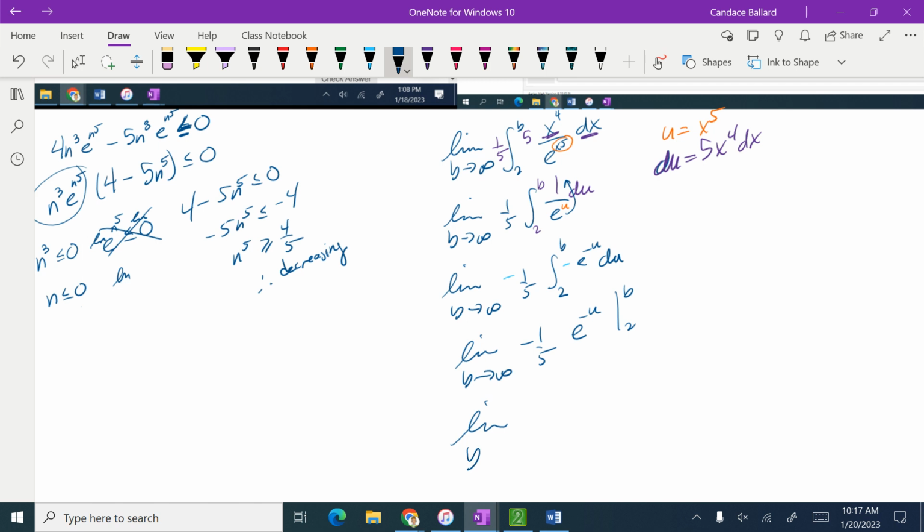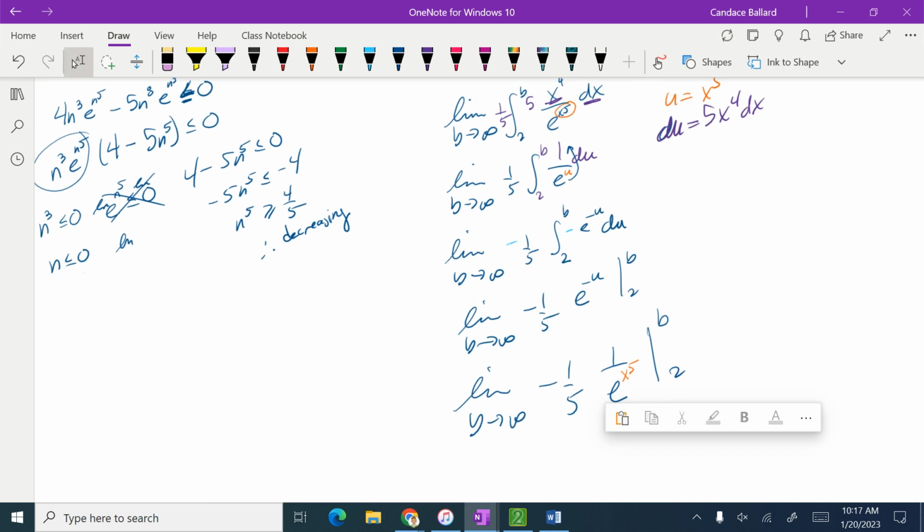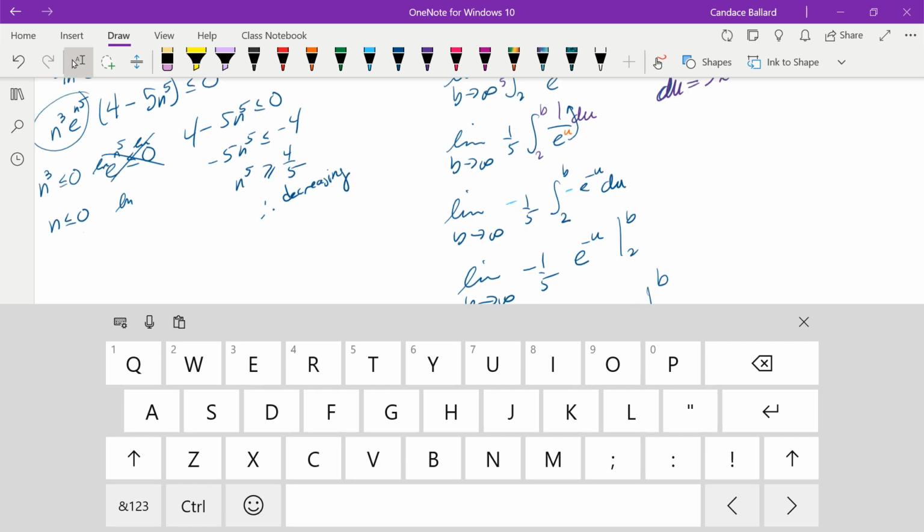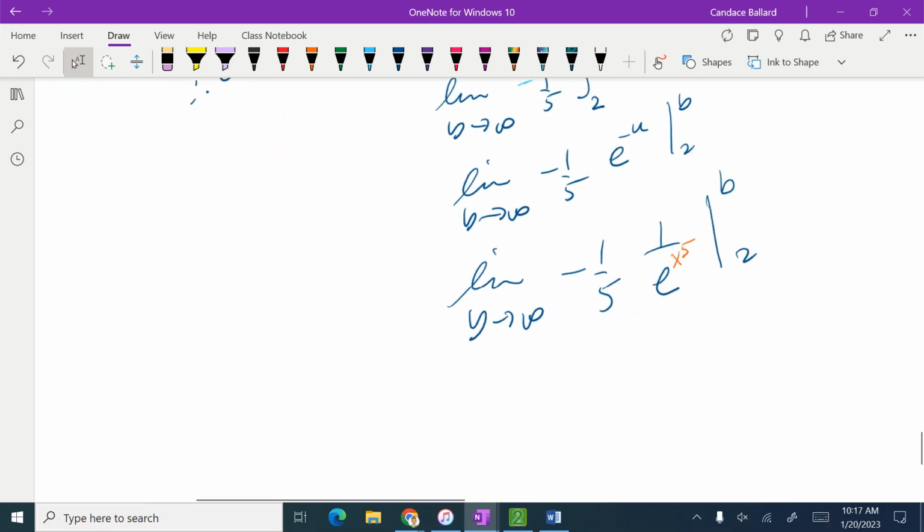So limit as b approaches infinity of negative 1/5, 1 over e. At the same time I'm moving it down, I'm going to go ahead and bring this in, because you guys are way more sophisticated than my other group right now. It's driving me crazy that I have to write the u 5 million times with them. I know they'll get to where you're at someday.